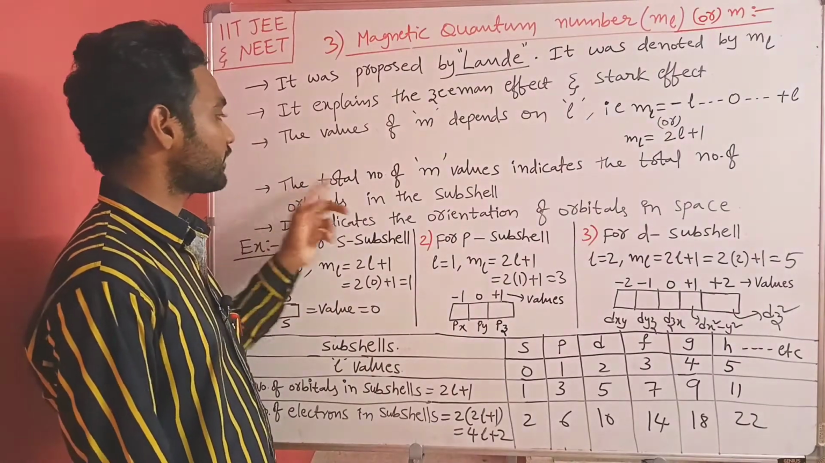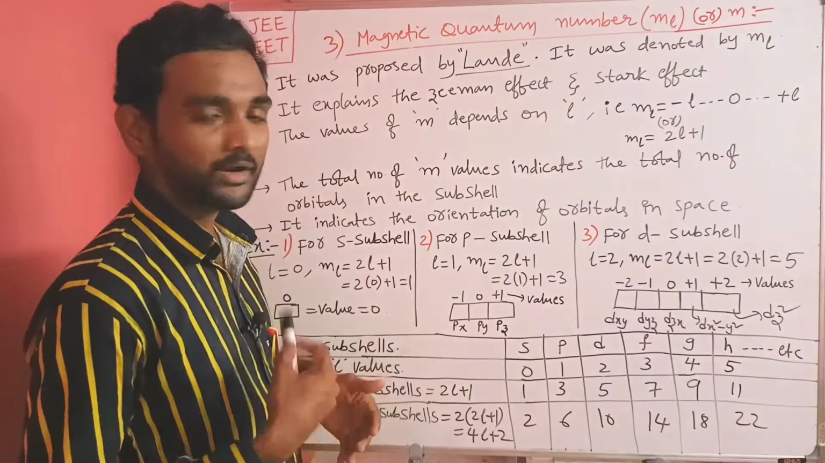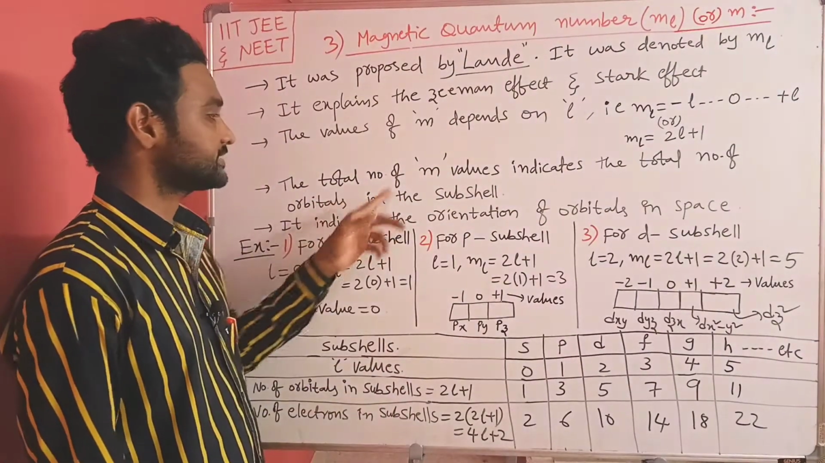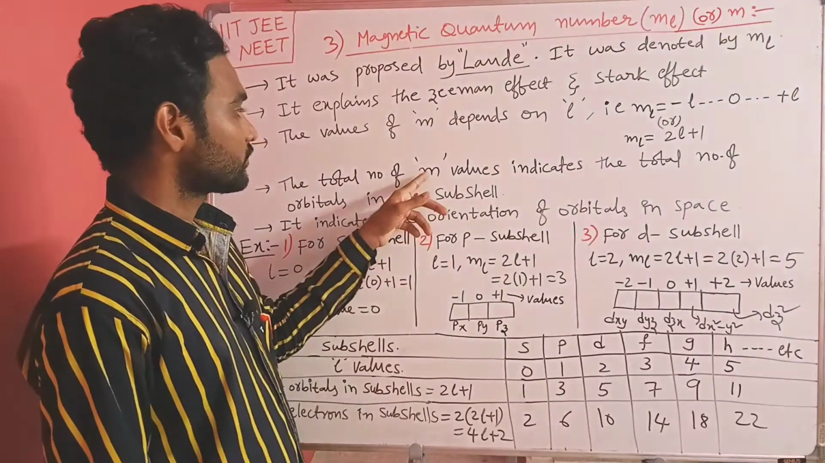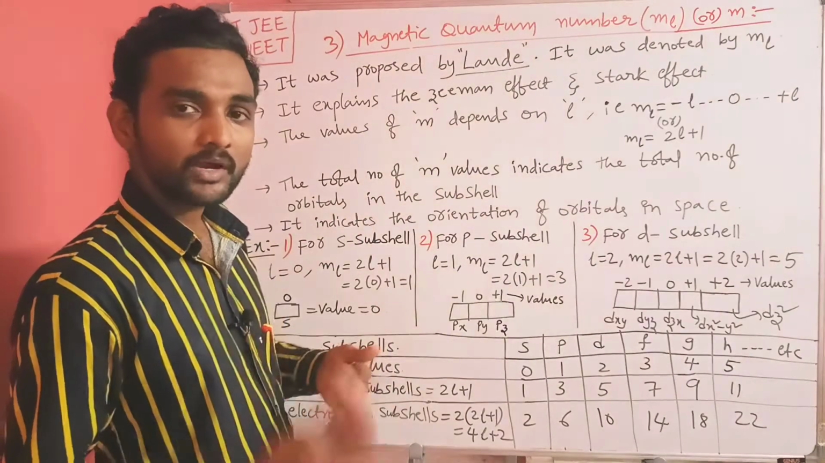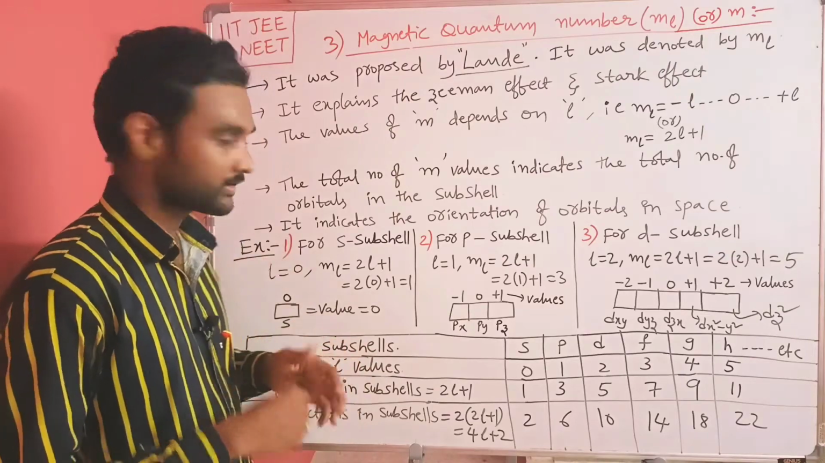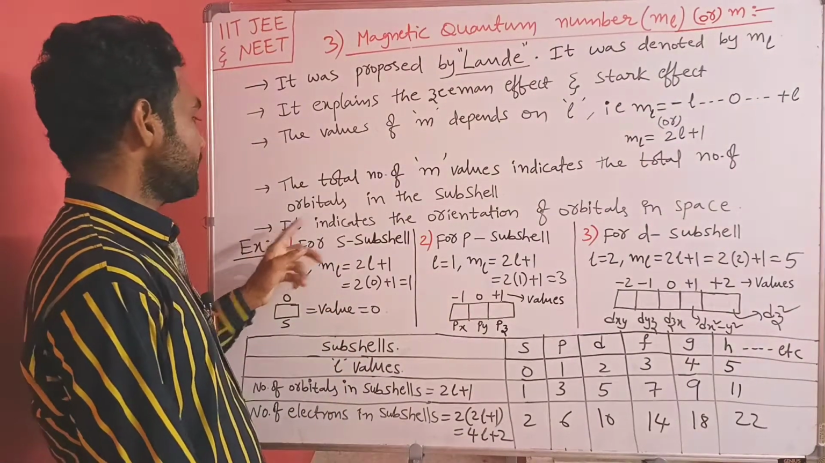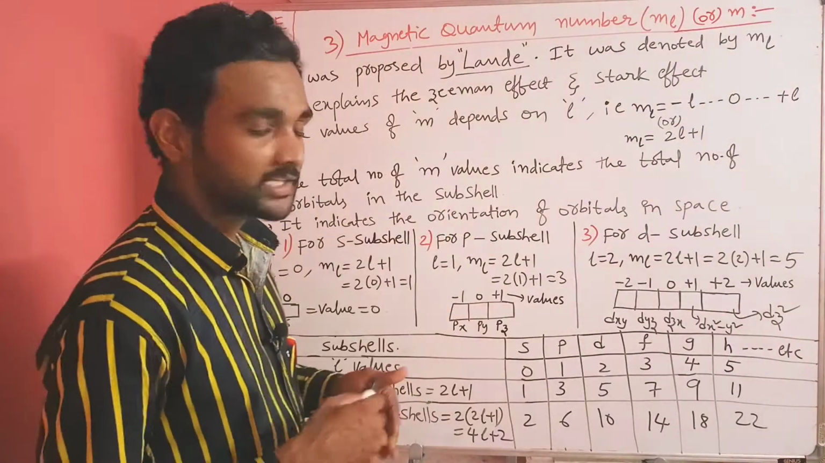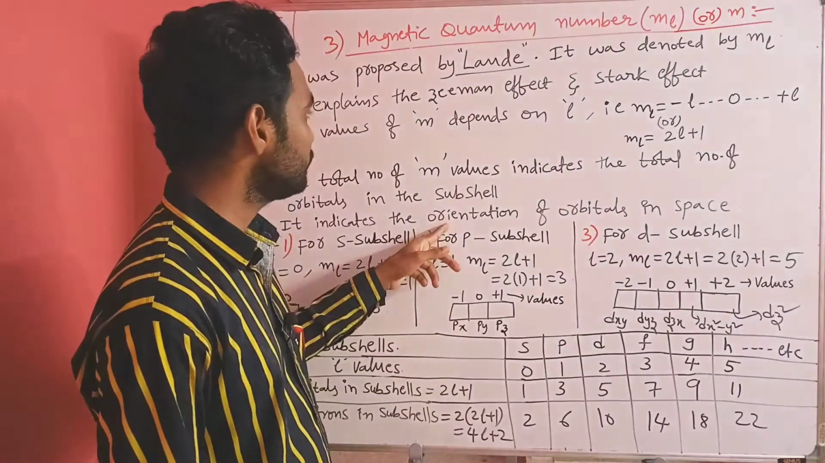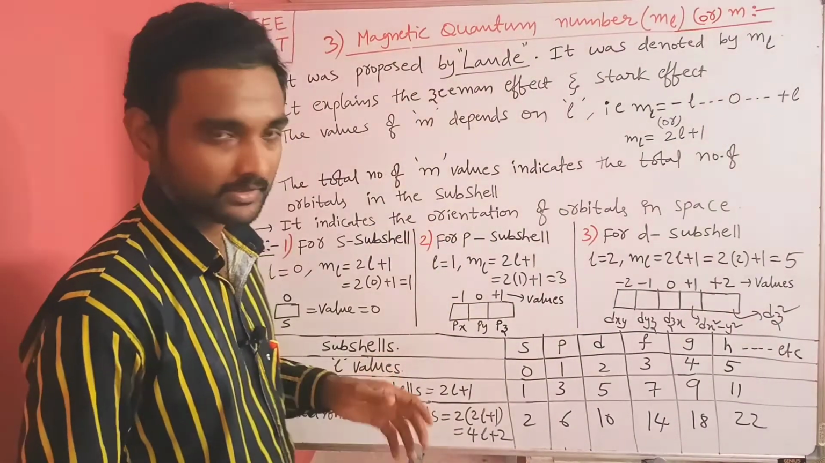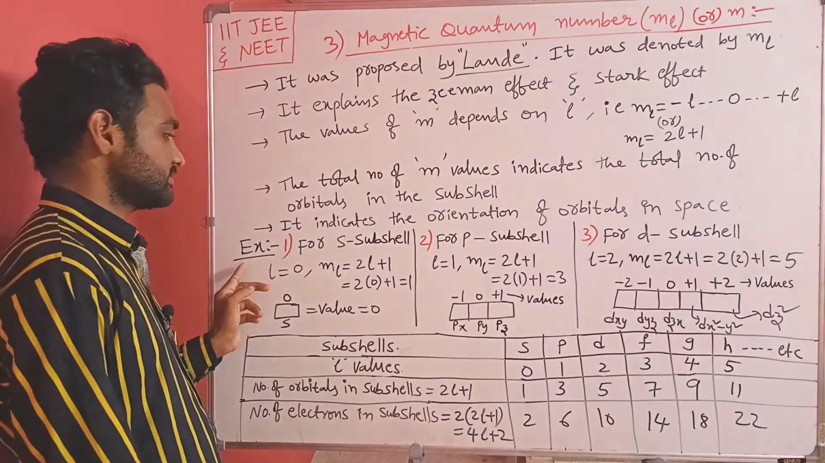Now the total number of m values indicates the total number of orbitals in the subshell. This is very important. Remember. Next, it indicates the orientation of orbitals in space. This is the main use of the magnetic quantum number. Again, see next examples. Let me discuss, then we will understand.